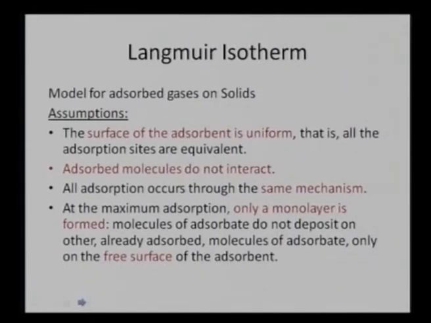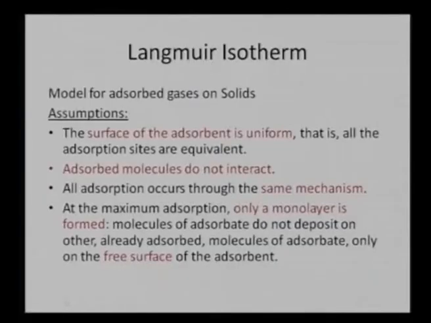The Langmuir isotherm is based on certain assumptions, and these need to be stated here, because this forms the model for defining a particular isotherm in terms of its coverage. The assumptions are that the surface of the adsorbent is uniform. It means that all sites required for adsorption are equivalent. So if a particular species comes here, it has an equal probability of sitting on any of the sites. So the surface of the adsorbent is uniform and all adsorption sites are equivalent.